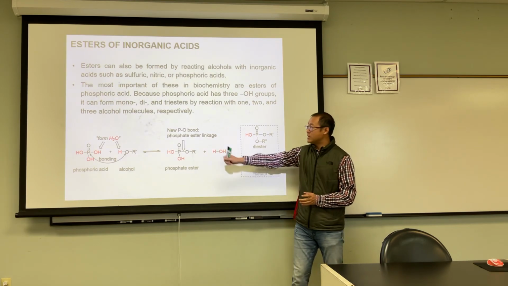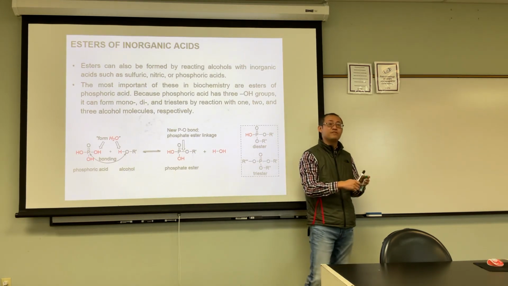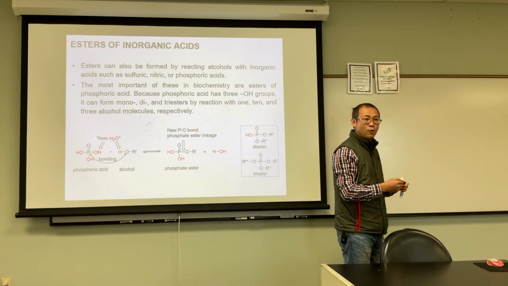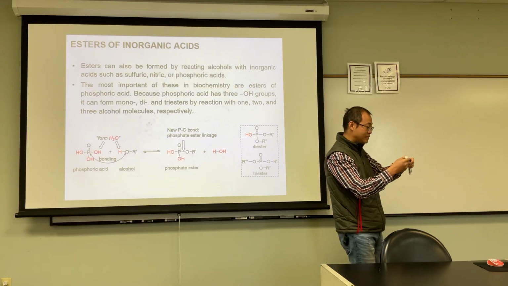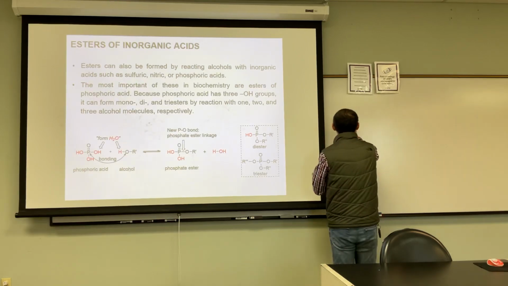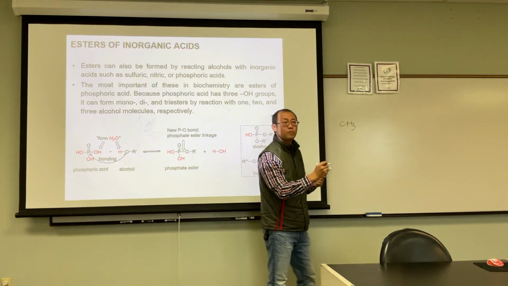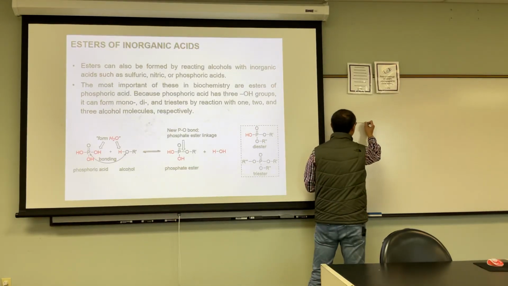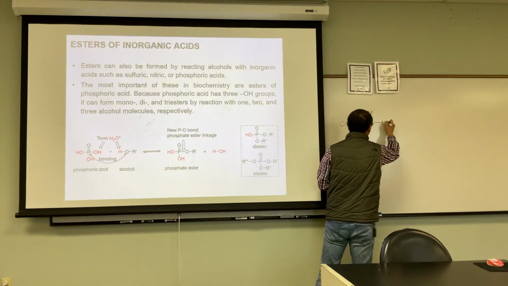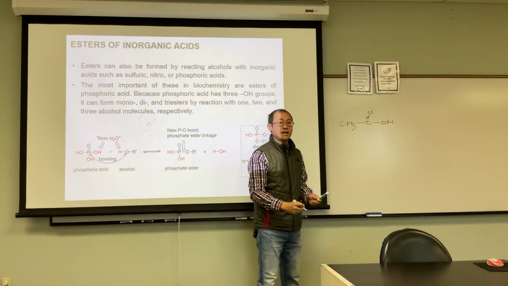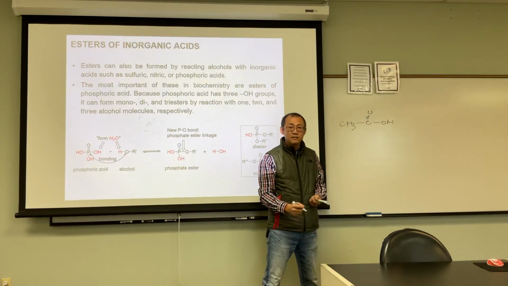Now, before we study this reaction, I'll put the structures of these two types of acid on the board. If you compare them, you will have a better understanding. We know carboxylic acid, the functional group is what? COOH. This is a carboxylic acid. Of course, this is acetic acid.